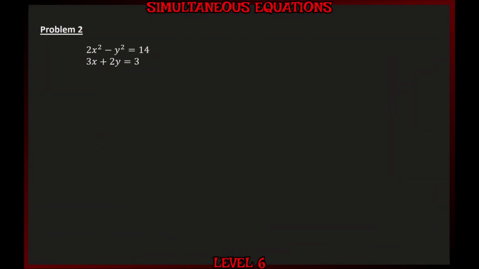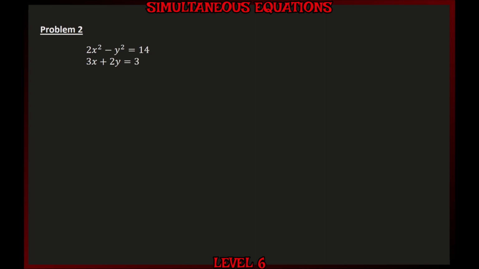In problem 2, we're solving 2x squared minus y squared equals 14 and 3x plus 2y equals 3. Now, since we have a nonlinear and a linear equation here, we're going to use substitution again. And we need to rewrite the linear, the second equation, either with x or y as the subject. And whichever way we do this, it's going to be a little bit messy and we're going to end up with a fraction.